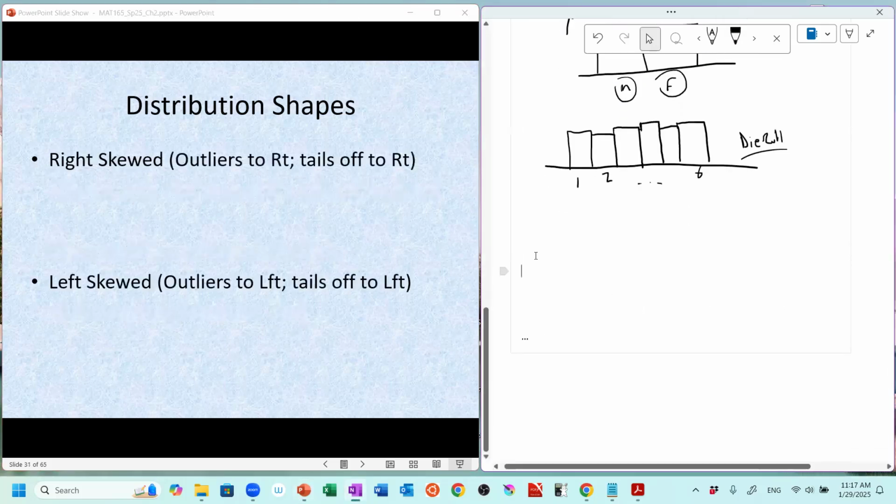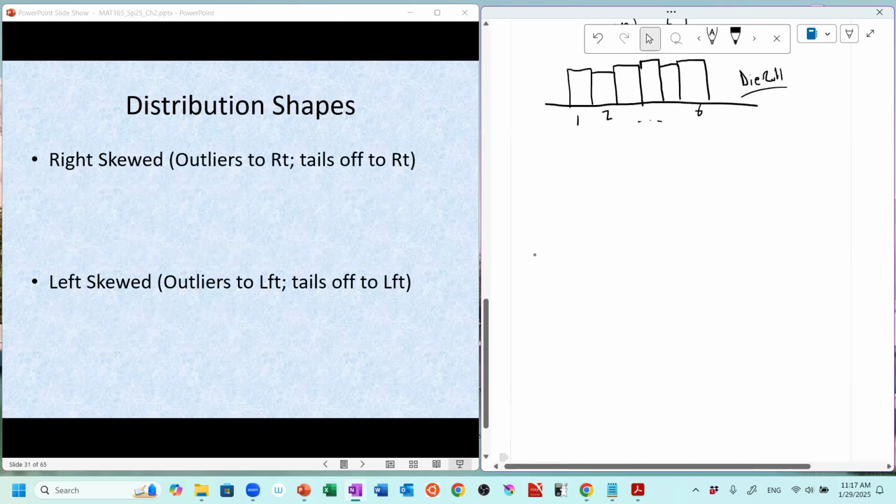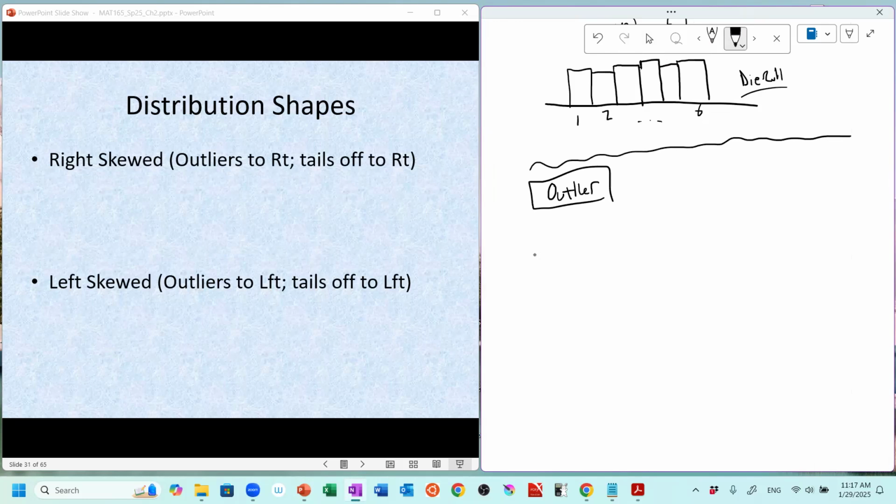Then we have the ideas of skewedness, right versus left skewed. So skewedness relies on this idea of an outlier. An outlier, or outliers, are simply data points that don't fit in with the rest of the data. At this point, we're just going to leave it at that. In chapter 3, we'll look a little more in detail at outliers, maybe come up with a more formal, more mathematical definition of what we're going to call an outlier. But for now, it just kind of doesn't fit in.